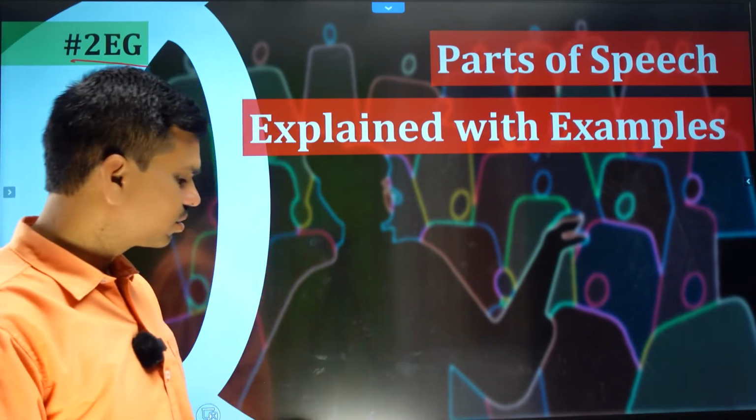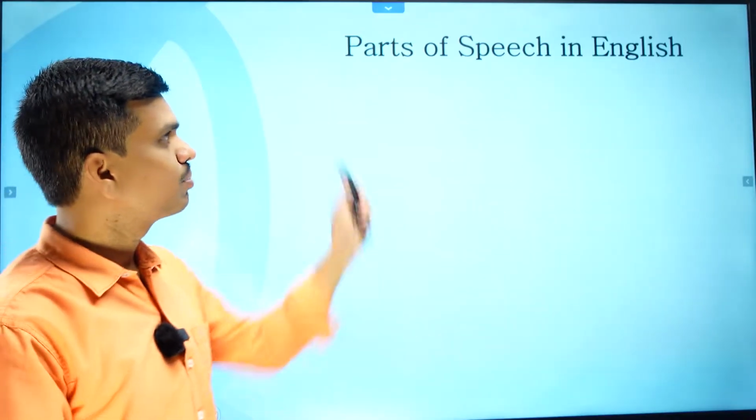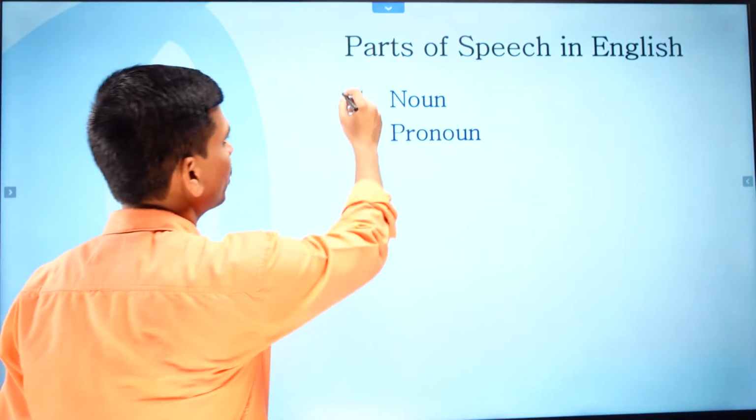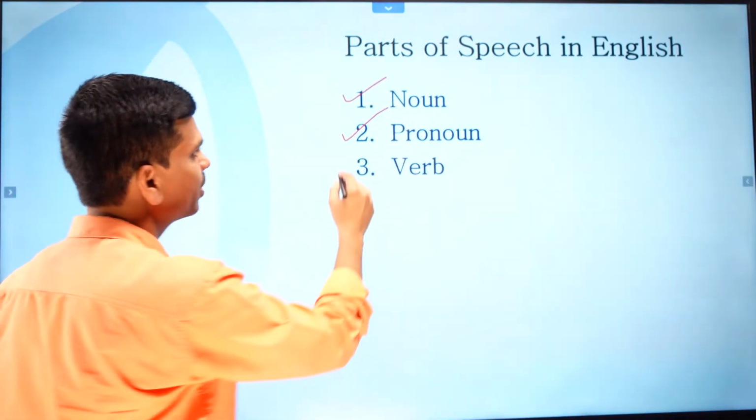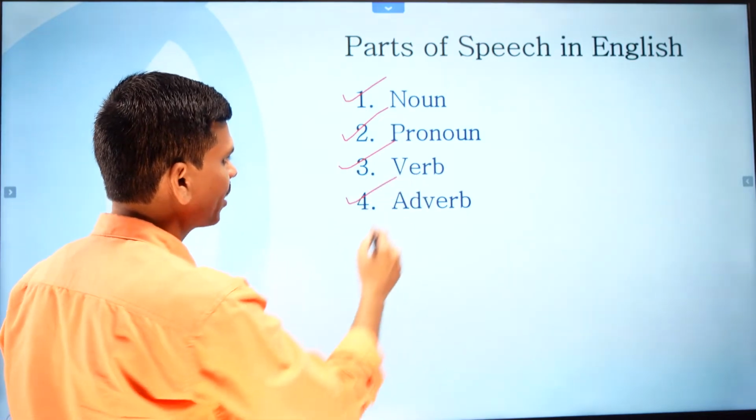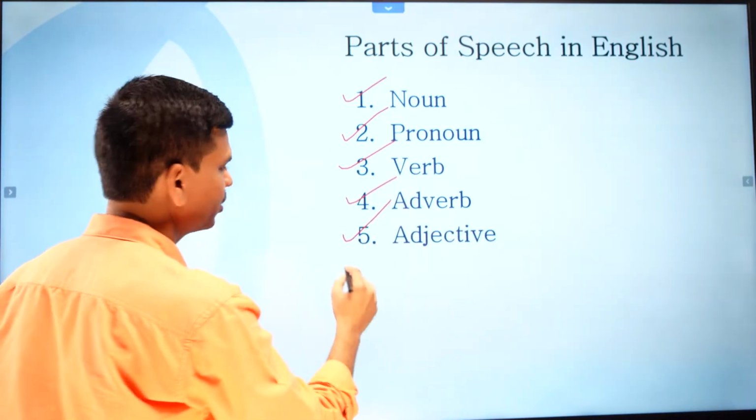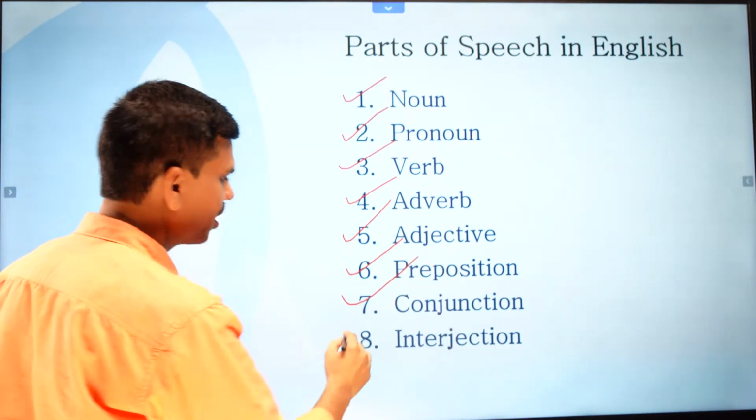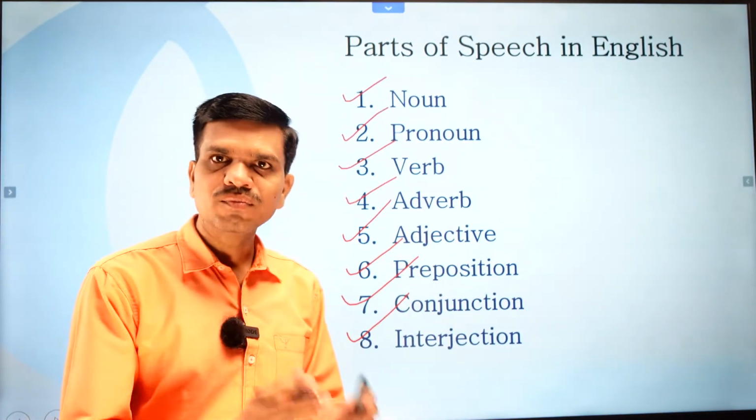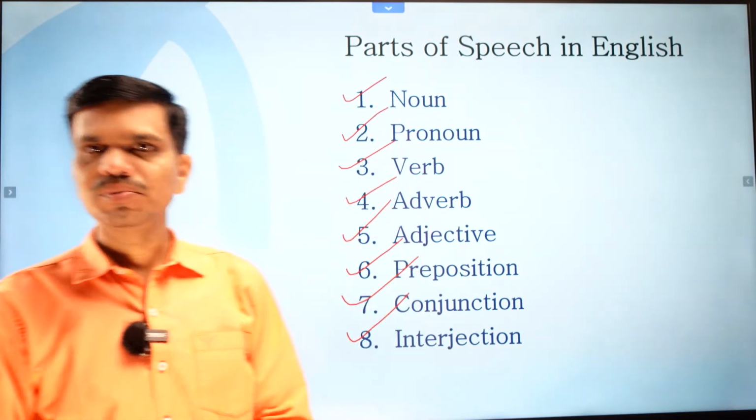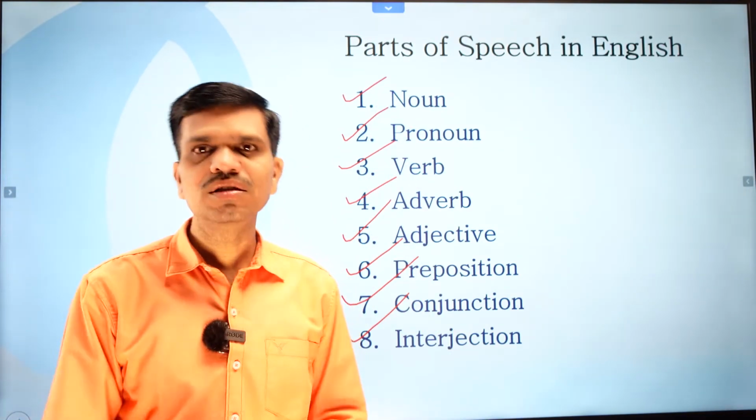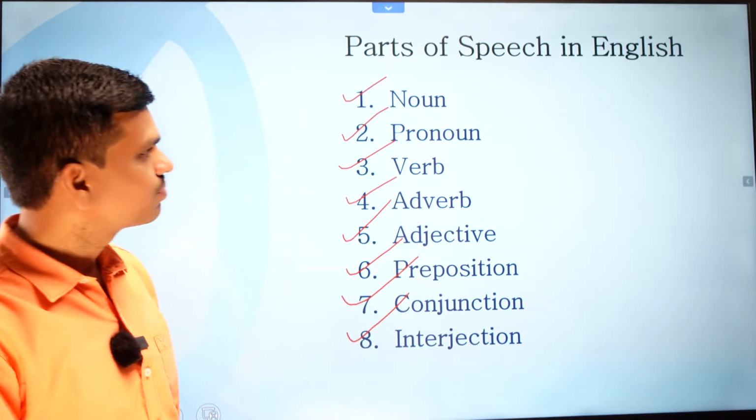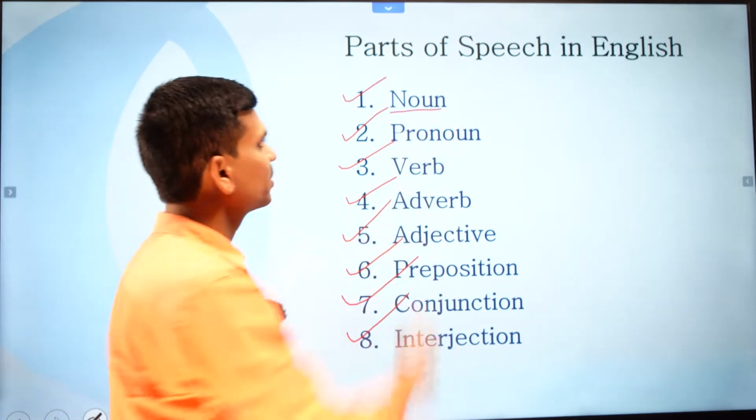So let's start with the very first parts of speech in English: you have noun, then you have pronoun. So all these are parts of speech. Third, you have verb. Fourth, you have adverb. Fifth, you have adjective. Sixth, you have preposition. Seventh, you have conjunction, and last is interjection. Now dear students, all these are parts of speech and we will discover all these parts and we will understand each part of speech through an example. So let's start with the very first, that is noun.